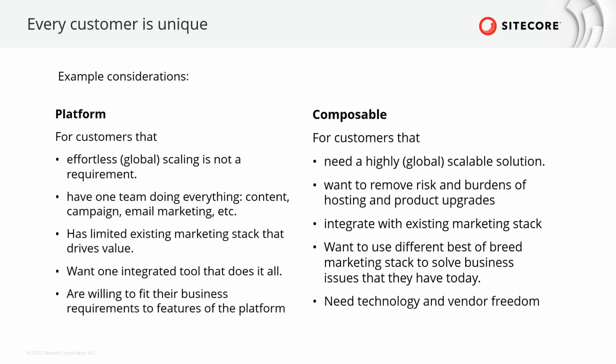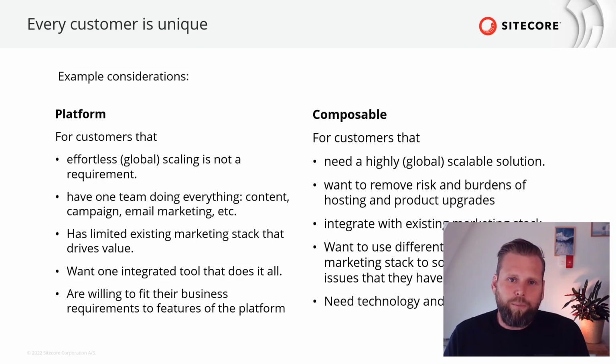Other requirements that will help making that decision is effortless scaling. If that's a requirement, again, Composable is a much better choice there. Organizational structure is also a big difference. What we're seeing is that companies that have different teams that execute marketing, for example, even digital marketing that's split up. So teams that do email marketing, web content management, social media, etc. Composable is the better fit because every team can then use the tool that they provide and the tools in the marketing stack that address their business problems.